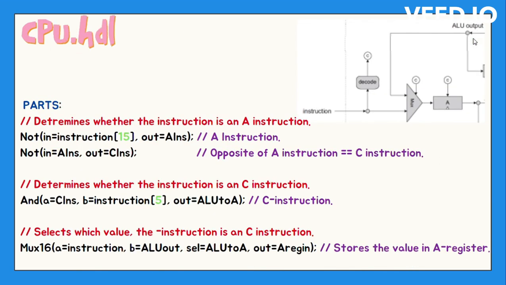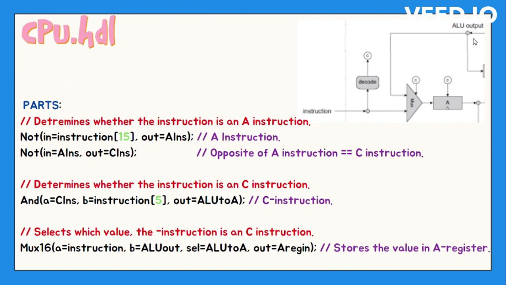Now, coming back to the HDL code, in the first line, the NOT gate is used to tell us whether the instruction coming into the CPU from instruction memory is an A instruction. But before that, the CPU decodes the 16-bit instruction into an opcode, and if the 15th bit value of the opcode is 0, then the instruction is an A instruction. Whereas if the opcode is 1, the instruction is a C instruction.